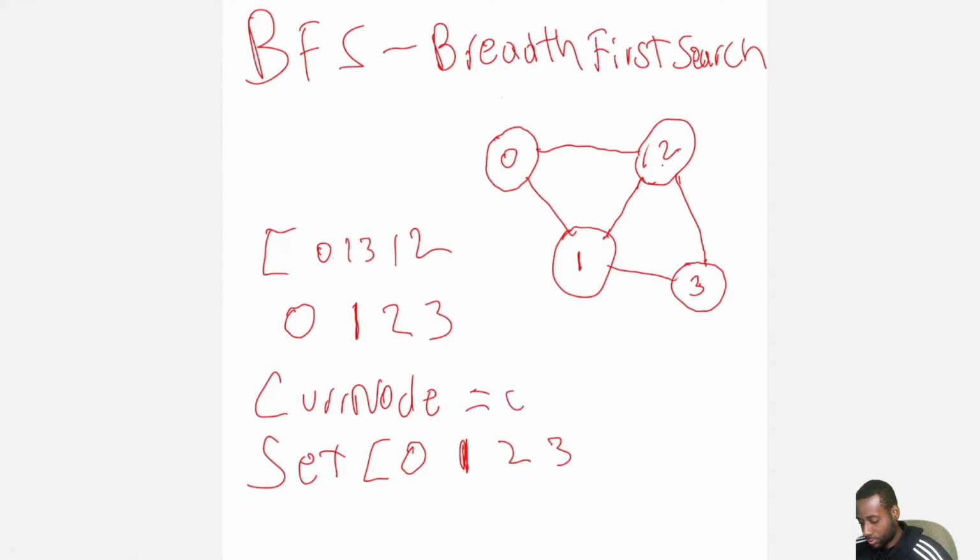And then 0 is already in the set, so we don't visit it again. We go on to the next one, which is 1. 1 has already been visited, so don't worry about it. So the next one is 3. Now the current node is 3. 3 has not been visited yet, so I have to visit it.